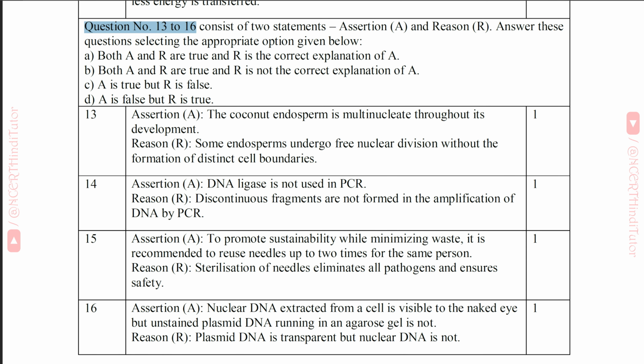Question numbers 13 to 16 consist of two statements, Assertion A and Reason R. Answer these questions selecting the appropriate option given below. A. Both A and R are true and R is the correct explanation of A. B. Both A and R are true and R is not the correct explanation of A. C. A is true but R is false. D. A is false but R is true.